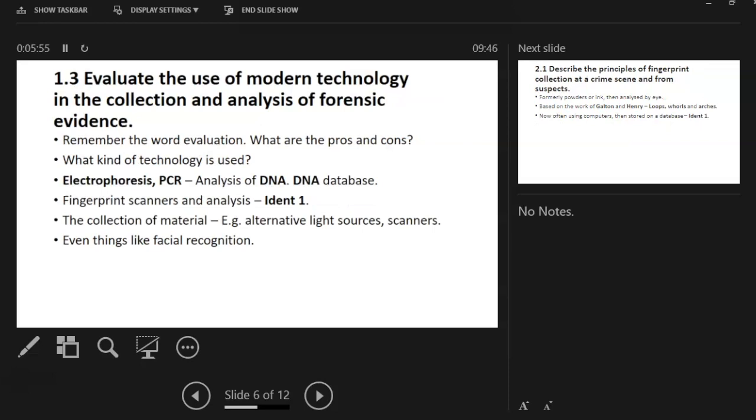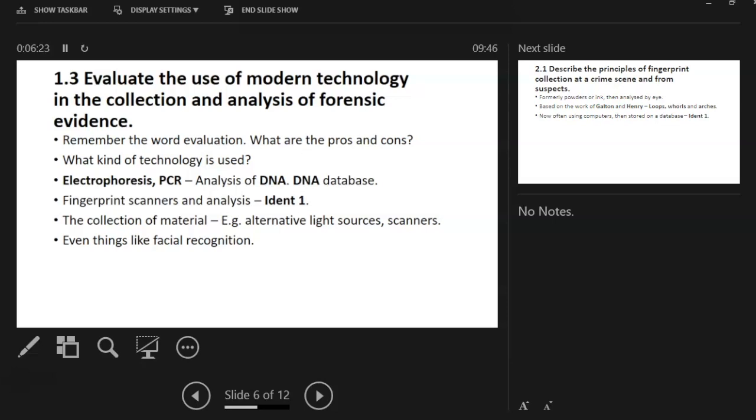1.3, evaluate the use of modern technology in the collection and analysis of forensic evidence. So in this case, I would kind of make this go through all the way. You could do this as a succinct and separate title, or it could be something that follows all the way through. Because obviously if you're talking about fingerprinting, that's to do with technology. If you're talking about DNA, that's to do with technology.